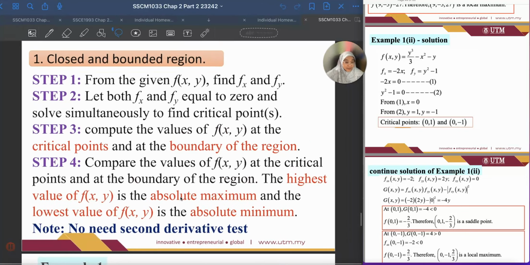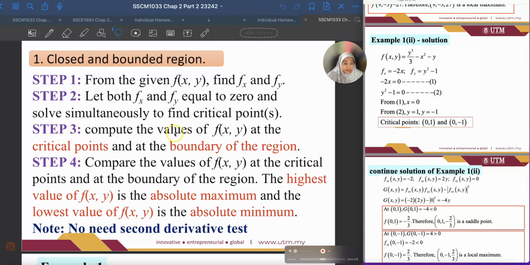So these are the steps. You can see that the first two steps are the same as what we obtained for the local extrema. We find the partial derivative with respect to x and y, equate that to 0, and solve simultaneously to get the critical point. That is the first two steps, just like the local extrema. From here, for local extrema you apply the second derivative test, but for the absolute, we don't have that step.